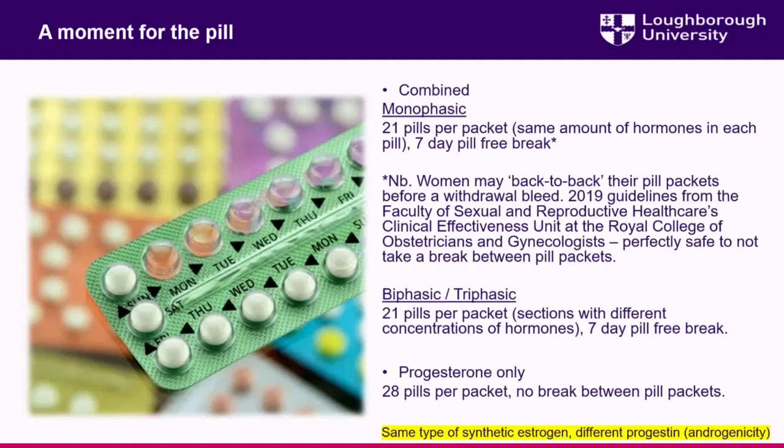This was just a little bit of information, but women may back-to-back their pill packets before having a withdrawal bleed. Just because you have somebody who's a combined user, it doesn't mean that they'll take 3 weeks of pills and then definitely have a week off. They might choose to back-to-back those. Historically people have said, oh no, that's dangerous, you shouldn't do that. But a review done in 2009 considered it perfectly safe to take a break between pill packets, or to not take a break between pill packets. There's no physiological or medical reasoning for not doing so.